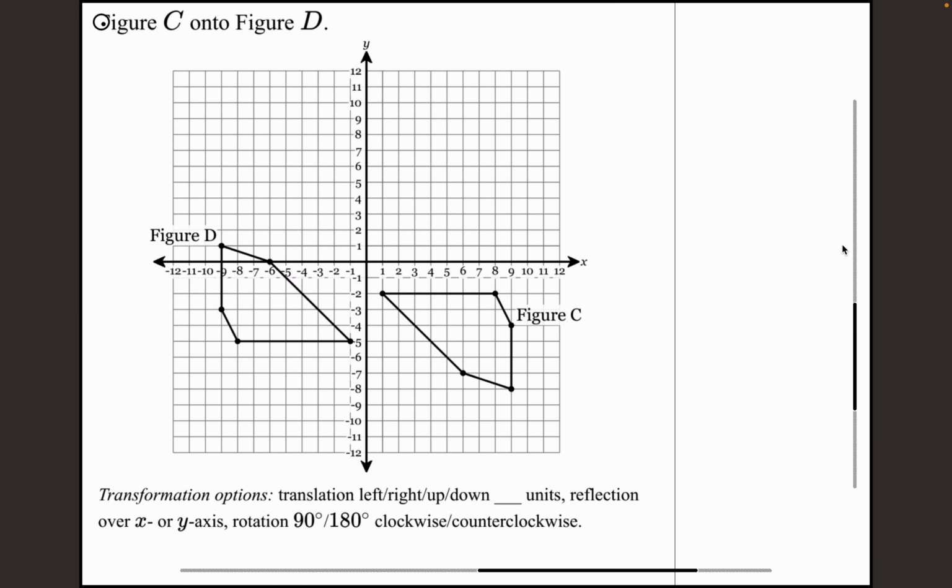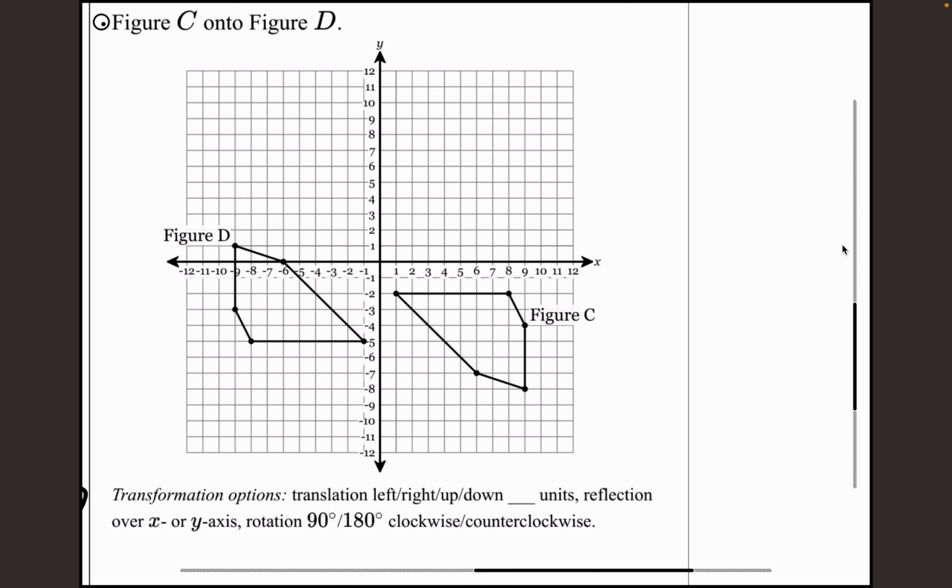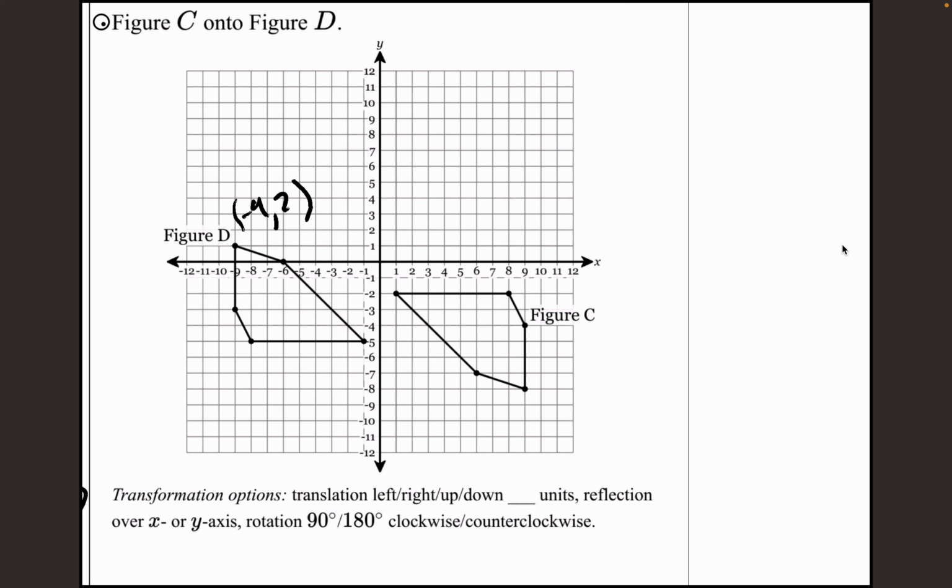All right, do this one. All right, can you see the points? All right, I'm just going to choose 2 points for you. Let's do, this one's -9, 2. This one down here is 9, -8. Okay, so try this one.